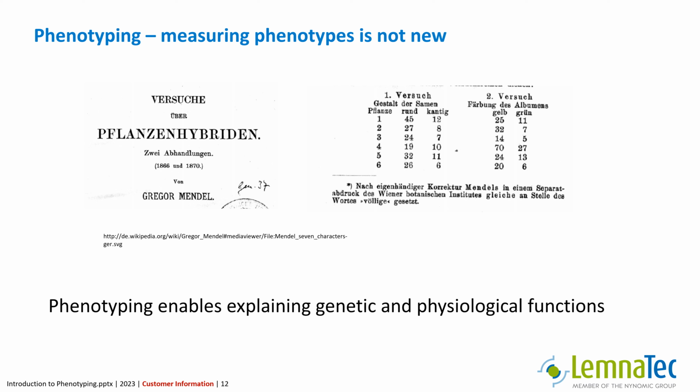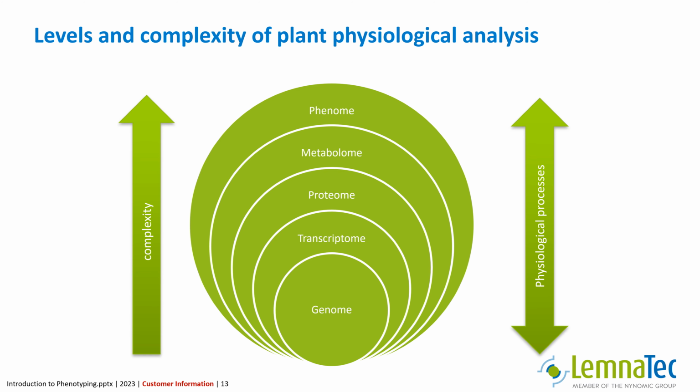It has been taking place more or less since humans started working with plants, and also the famous geneticist Gregor Mendel has been working on phenotypic measurements as he was classifying the pea plants where he made his genetic studies according to shape and color of the fruits of those plants.